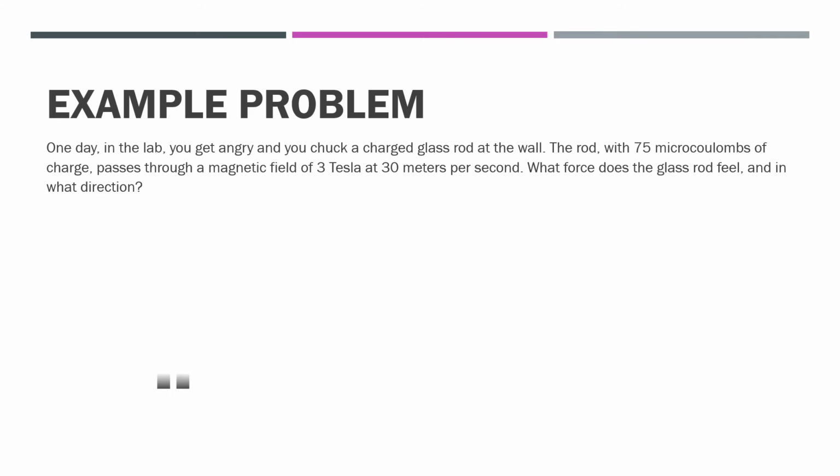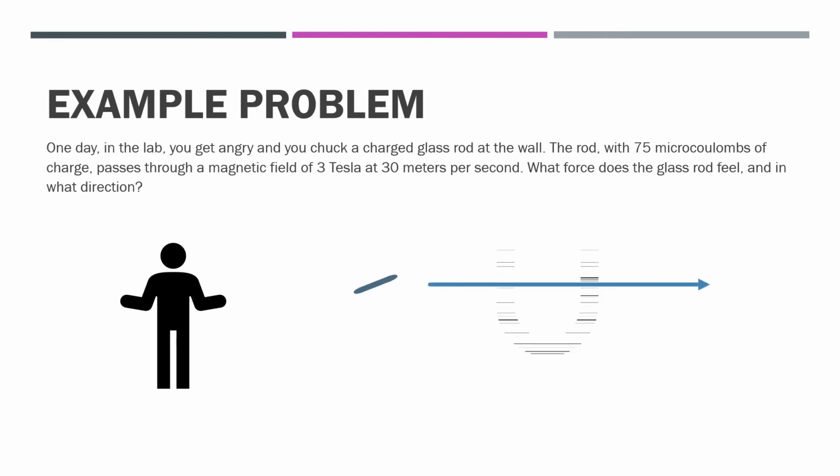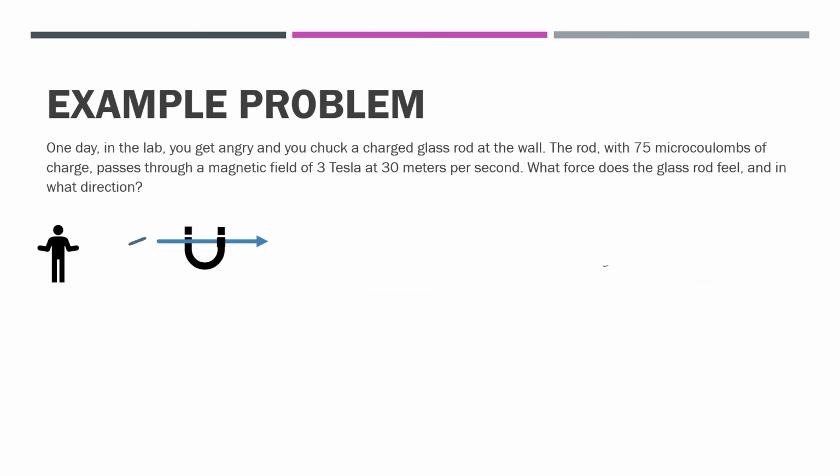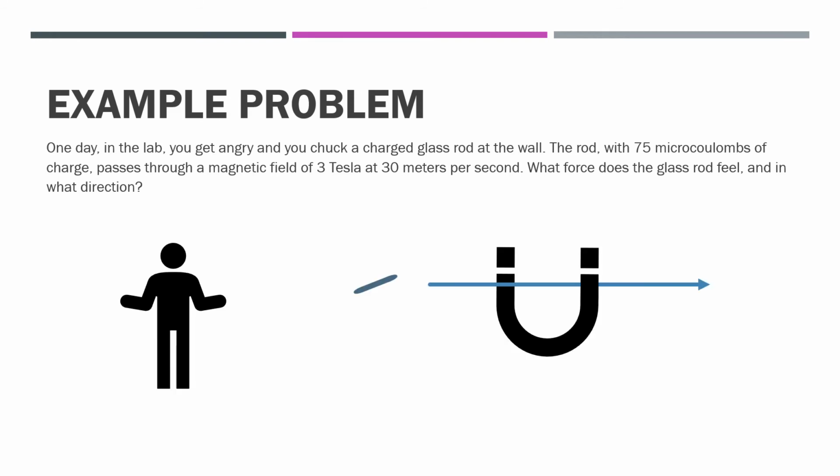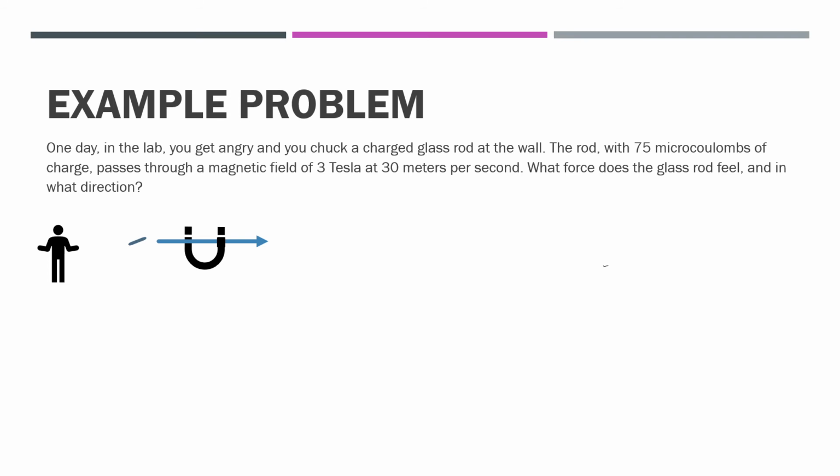So I made a little cute diagram. There's you. You're like, what have I done? That's your glass rod, and you threw it. It's going there. So this is our example. And in this example, let's assume the magnetic field lines are going away from us, like that. So I'm going to shrink that, and then work through this problem.